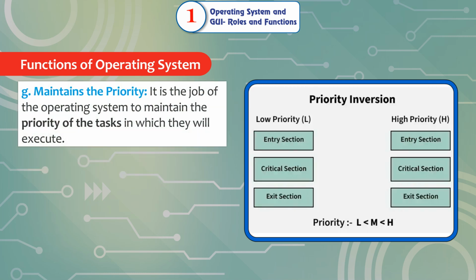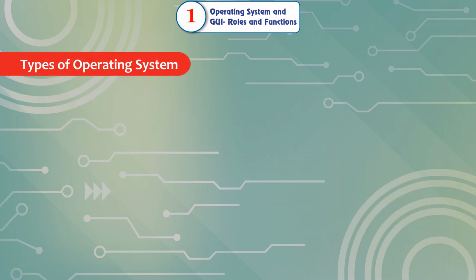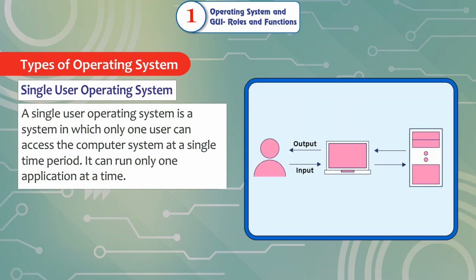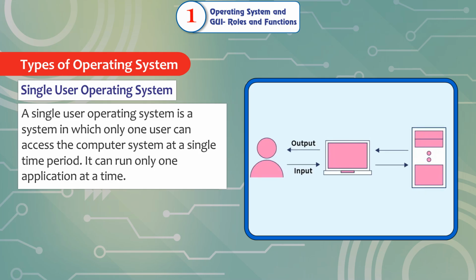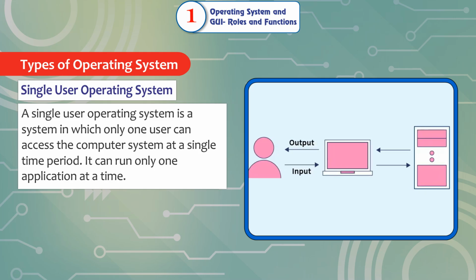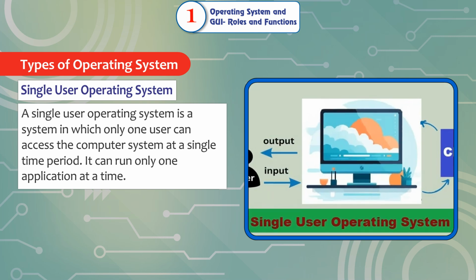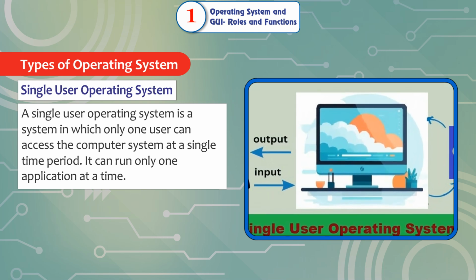G. Maintains the priority. It is the job of the operating system to maintain the priority of the tasks in which they will execute. Types of operating system. Single-user operating system. A single-user operating system is a system in which only one user can access the computer system at a single time period. It can run only one application at a time.